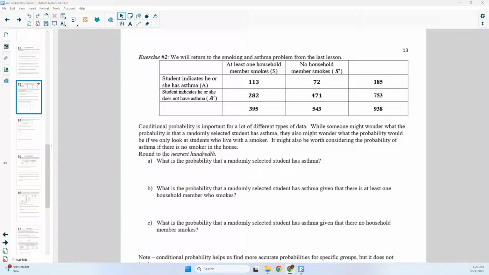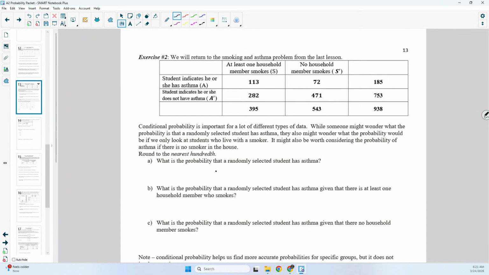So we're going to look back at the table we had, which had surveyed people about if they had a household member that smokes, and if that person had asthma. And we're going to start to look at conditional probability on this table. As we go through, the first question says, what is the probability that a randomly selected student has asthma? So this is just a basic probability.